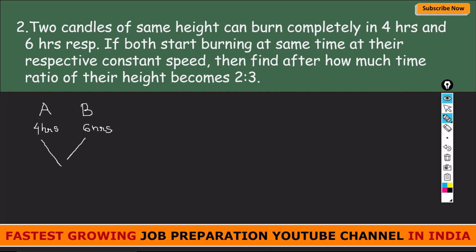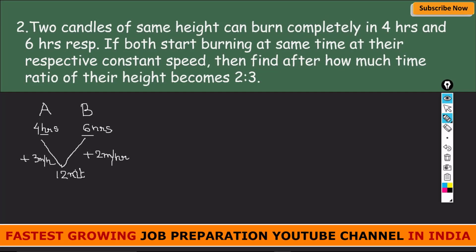First, let us take out the LCM. The LCM of both will be 12, and this will be the length of the candle. Now, note that both will burn at a constant speed. 12 by 4 is 3, 12 by 6 is 2. So for each hour, candle A will burn at a speed of 3 meters per hour, and candle B will burn at a speed of 2 meters per hour.